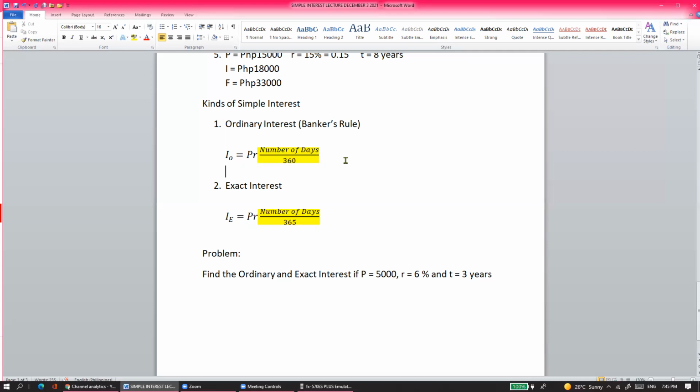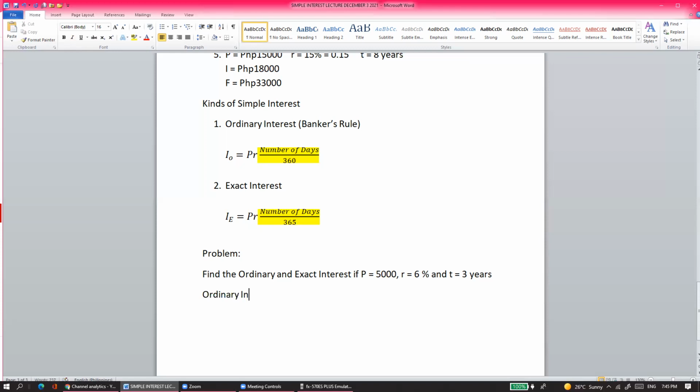Find the ordinary and exact interest if P is equal to 5,000 pesos, R is equal to 6%, and time is equal to 3 years. Nakakasunod ka pa ba anak o mabilis na akong magsalita? Nakakasunod po, sir. Okay, so proceed tayo, no? So find the ordinary and exact interest if P is 5,000, R is 6%, and time is 2 years. So ordinary interest muna tayo.